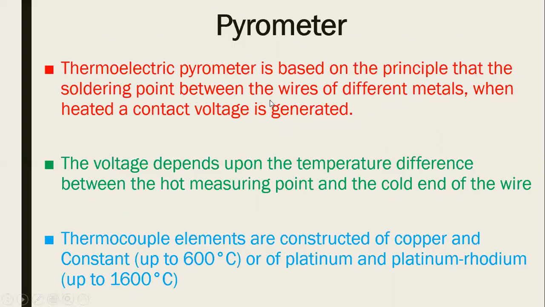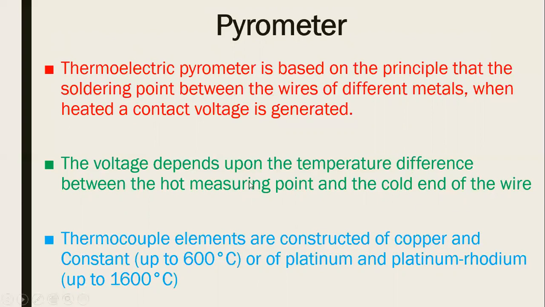There will be two wires of different metals, and they are soldered together. When the contact is heated, what will happen? A voltage is generated in this contact. The voltage depends upon the temperature difference between the hot measuring point and the cold end of the wire.